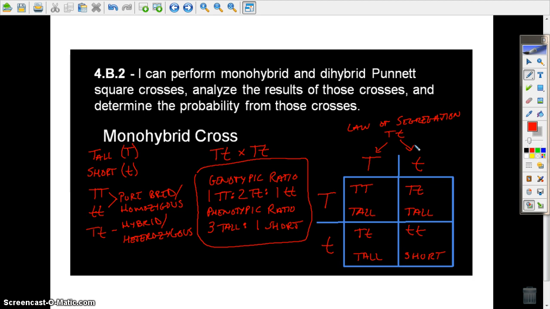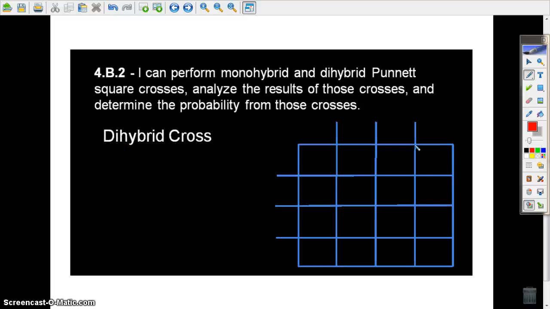All right, let's take a look at, I think all of us have done monohybrid crosses. Let's take a look at dihybrid crosses. And now I'm taking a look at 2 traits. Di meaning 2 traits. Hybrid meaning I'm going to be heterozygous for both traits.